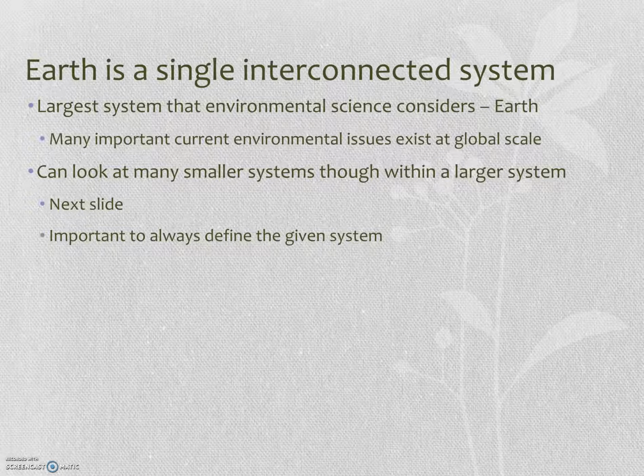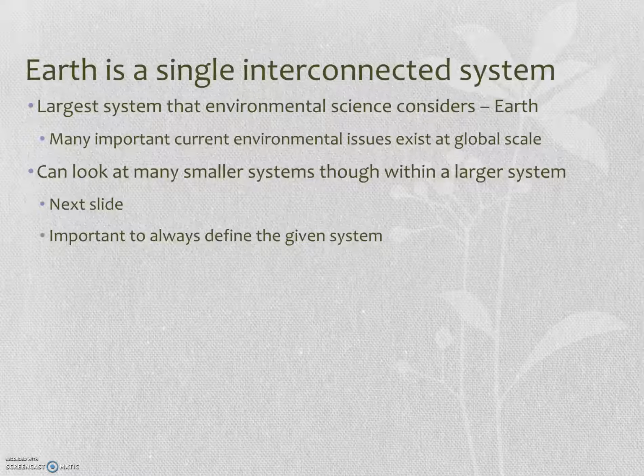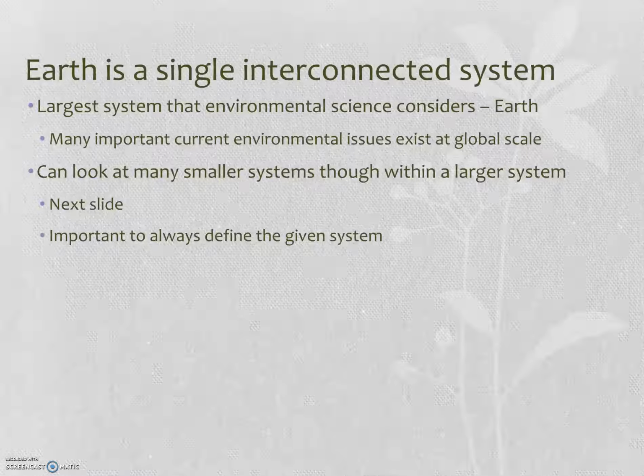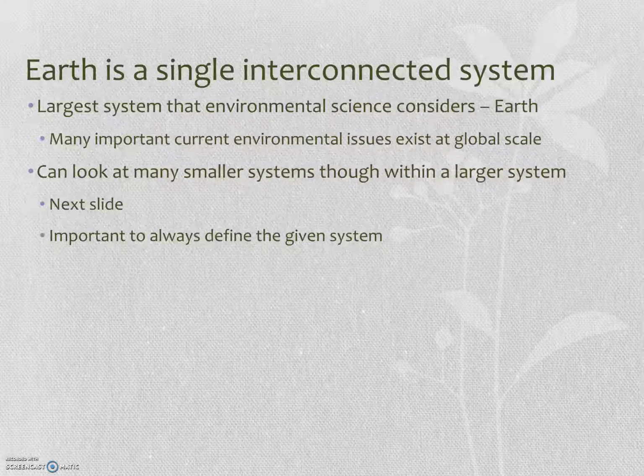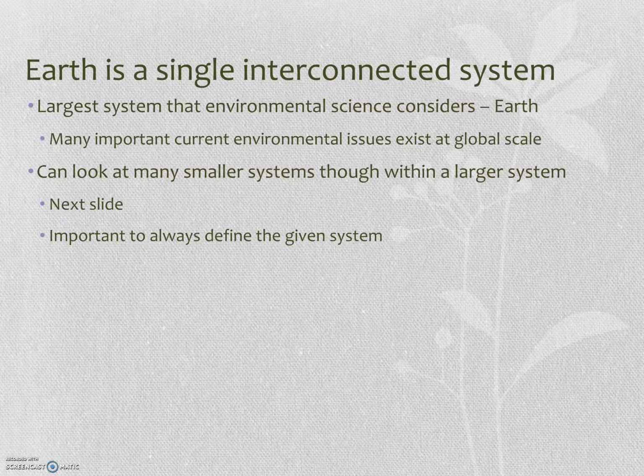So Earth is a single interconnected system. This is the largest system that environmental science considers, the Earth, and many important current environmental issues exist on a global scale. So the environmental system is a set of interacting components connected in such a way that a change in one part of the system affects multiple other parts of the system. Examples include interactions between humans, water, plants, animals, and the specific environment.